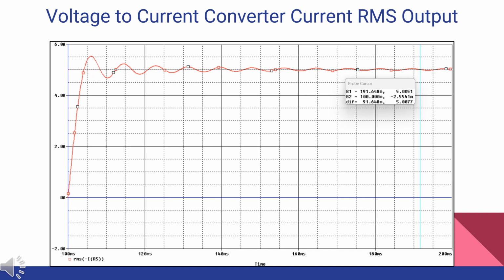This is the expected output of the integrator. It's RMS, so root mean squared.